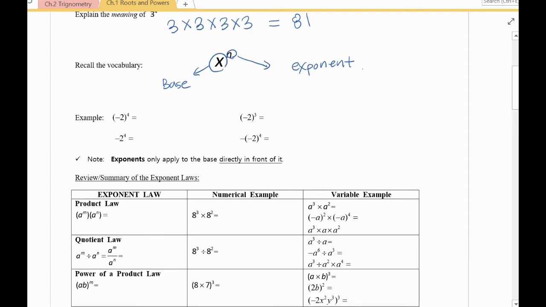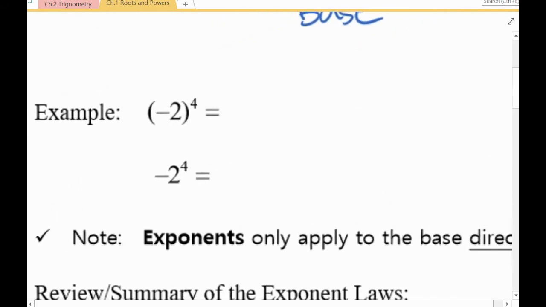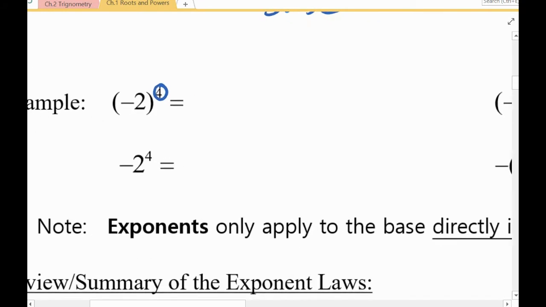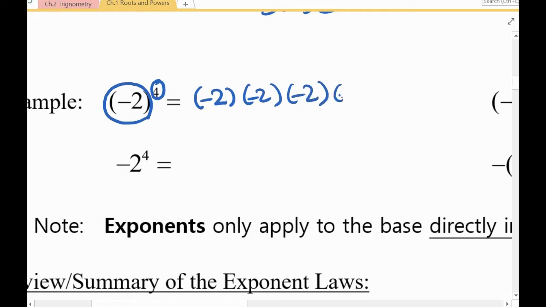All right. Example: (-2) bracket to the power of 4. So everyone, when you have an exponent, exponents only apply to the base directly in front of it. So what's the base here? The base is the bracket and 4 is the exponent. So you repeat multiplying -2 4 times.